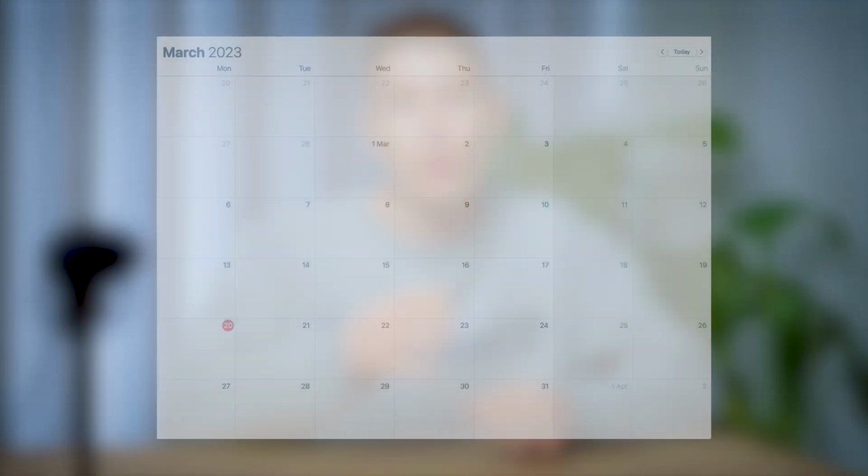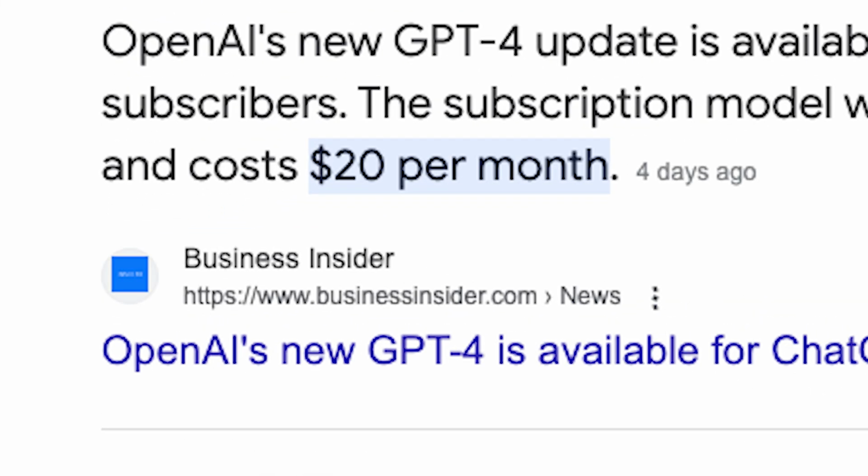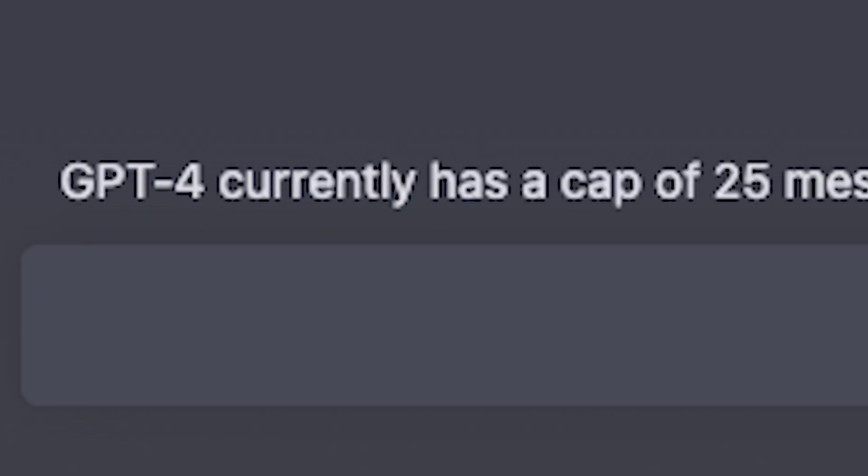ChatGPT 4 was launched on March the 14th, and not everyone got access to it. Those that were paying for the monthly subscription for the Plus plan got limited access. Limited access meaning you could only send 25 messages every 3 hours.